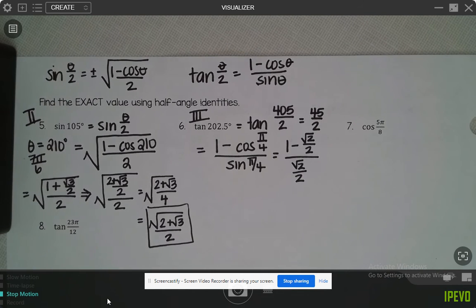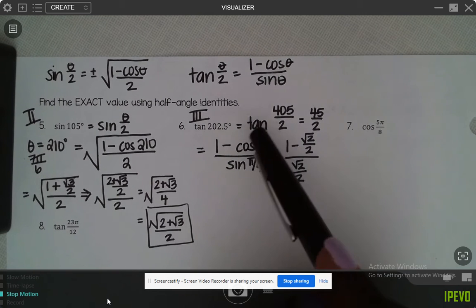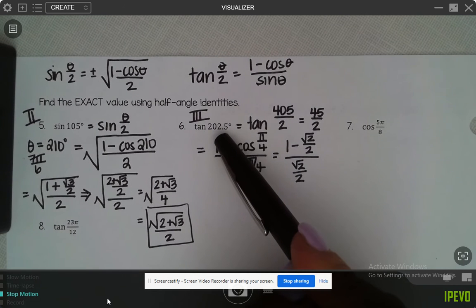Do you guys now see why you got to have that thing memorized? It's got to come. In my opinion, as of right now, you should not have to write your chart on the back of your speed quizzes. You shouldn't. I multiplied by 2 to get 202.5, because if I take 405 and divide by 2, that's the same as 202.5 degrees.